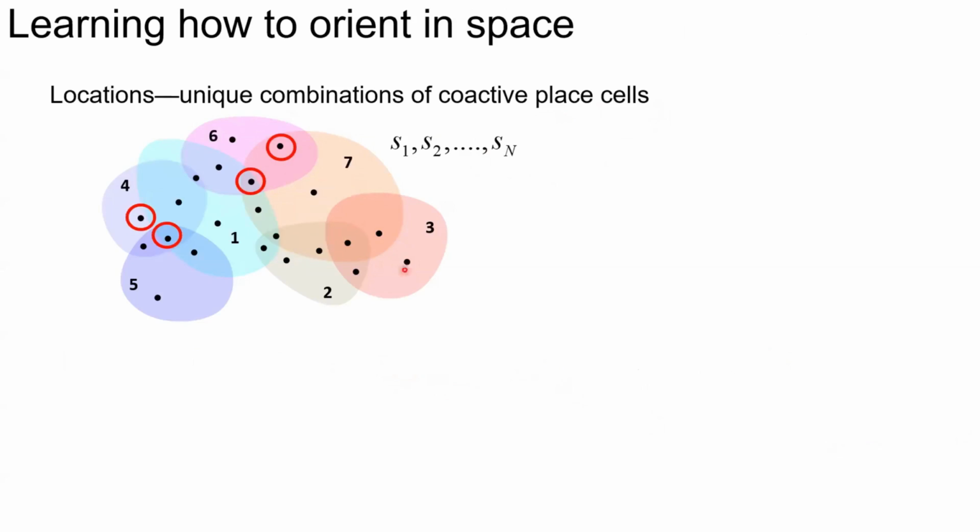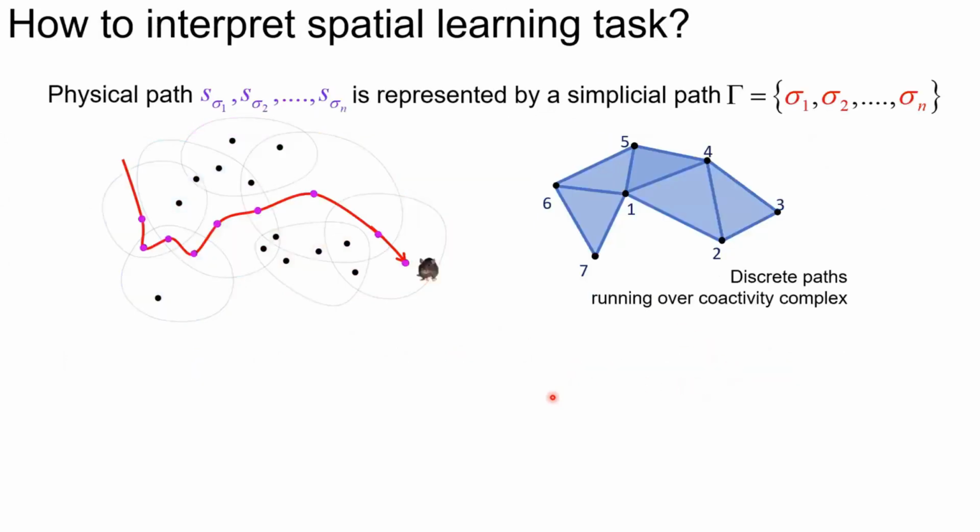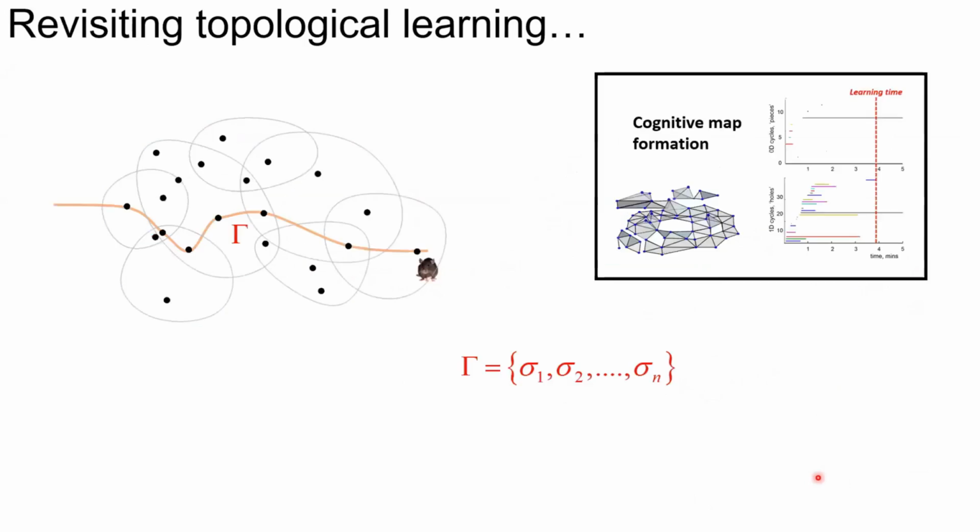So if you think of these as my place fields and these are locations, each location corresponds to a particular combination, which is a simplex. When we have a physical path that goes through locations in some sequence, it just moves from point to point. At the same time, its representation is a sequence of simplexes going through this coactivity complex. It's precisely the same thing I showed before, the simplexes running when I was showing these movies about the moving rat.